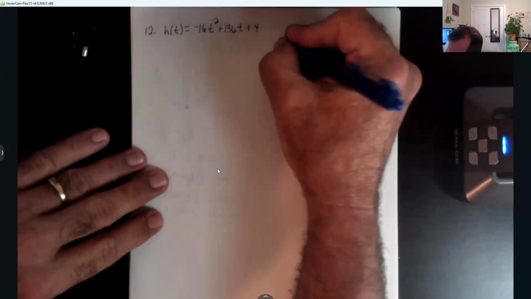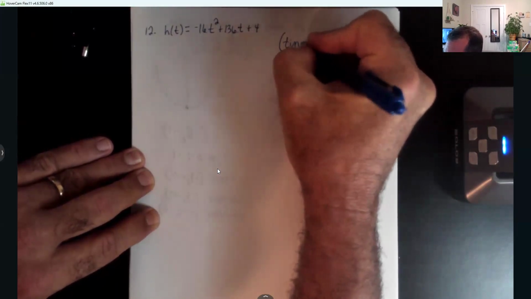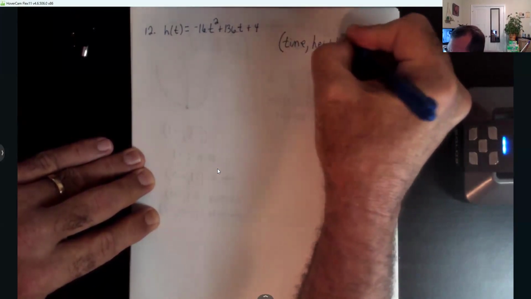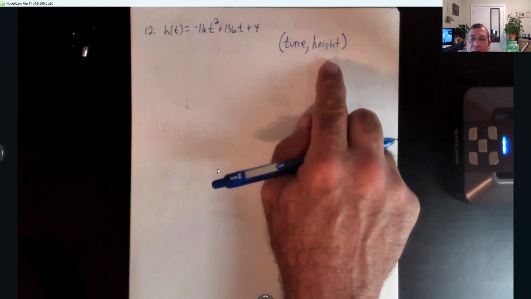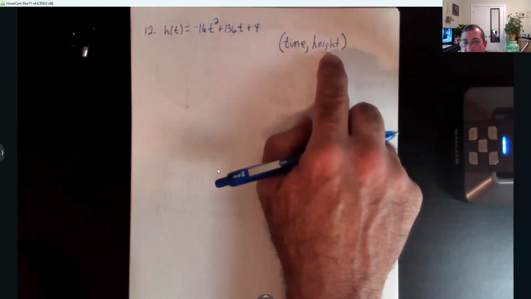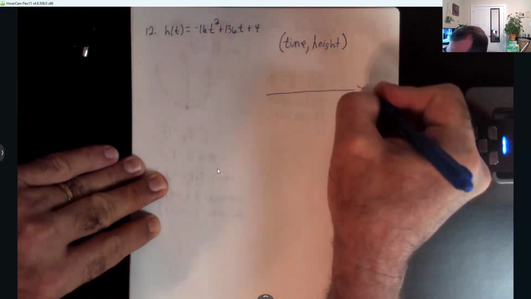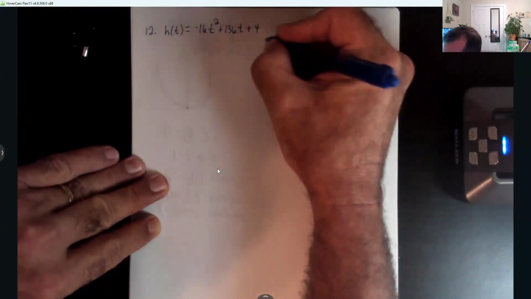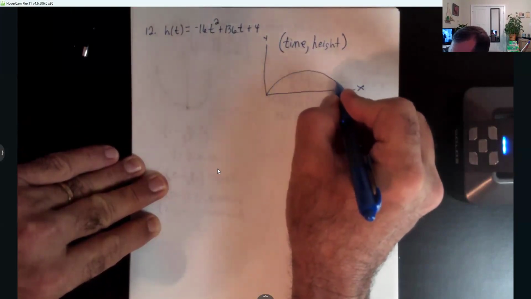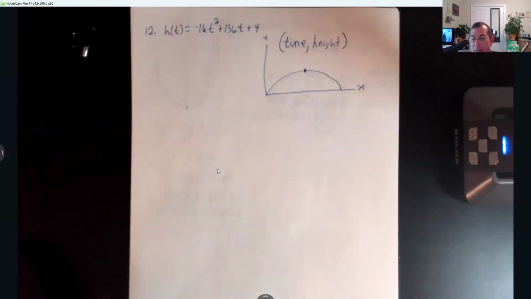So y'all, let me remind y'all, on this rocket problem, the time will be the x value, the height of the rocket will be the y value of it, okay? So time is your x coordinate basically, and the height will be your y value. So here's your x-axis and your y-axis. This rocket got shot off. It's going to go up and then it's going to come back down. We're looking for that point right there, which is our vertex, okay?